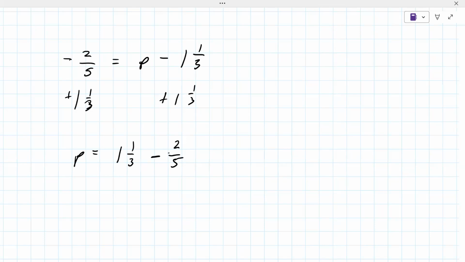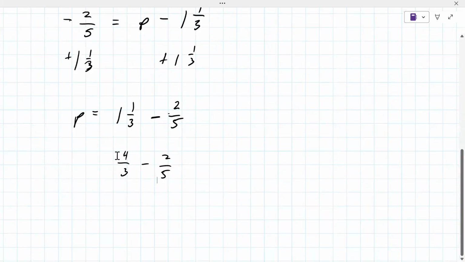Would it be negative 14 over 15? Or P equals negative 14 over 15? Sorry, negative 14 over 15 or just 14 over 15? Negative. Okay, so it's 4/3 minus 2/5. Yeah. This is 4/3, which is bigger, so it's going to be positive. Oh, okay. So try that one more time.